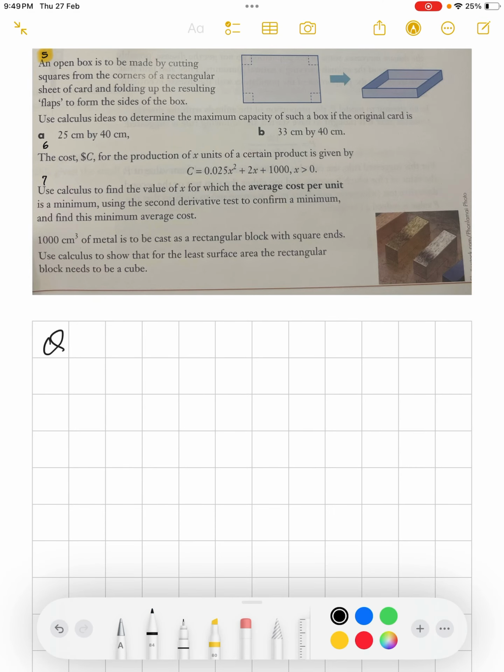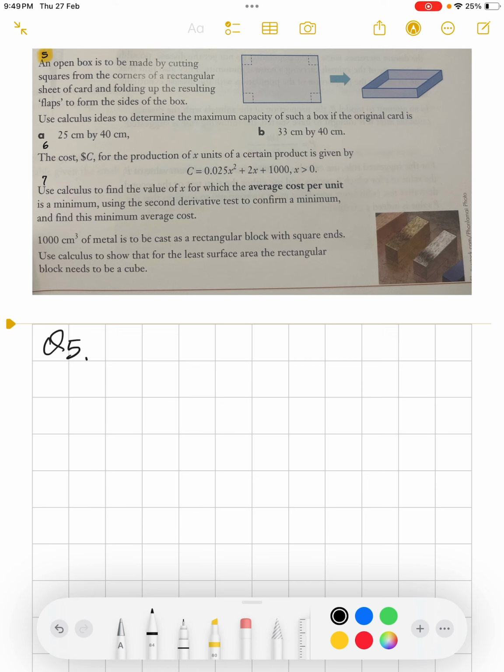I'm going to look at question 5, and it says an open box is made by cutting squares from the corner of a rectangle sheet and folding up the resulting flaps to form the sides of a box. Use calculus to determine the maximum capacity if the original card is 25 by 40 centimetres. So I'm going to look at 5A, and it's 25 by 40 centimetres.